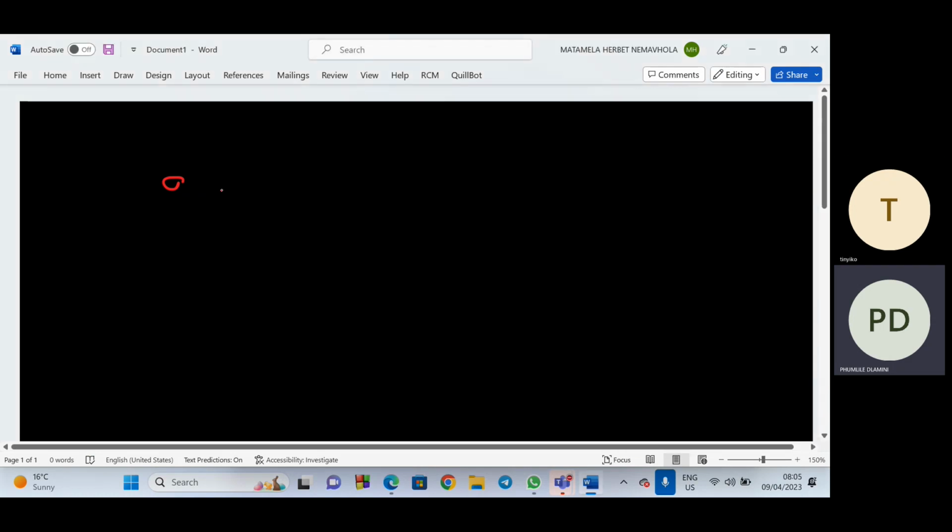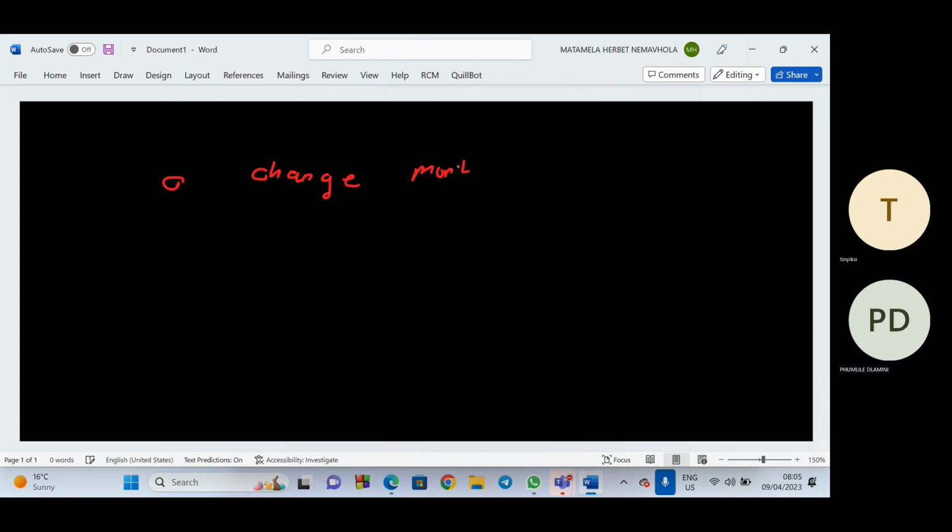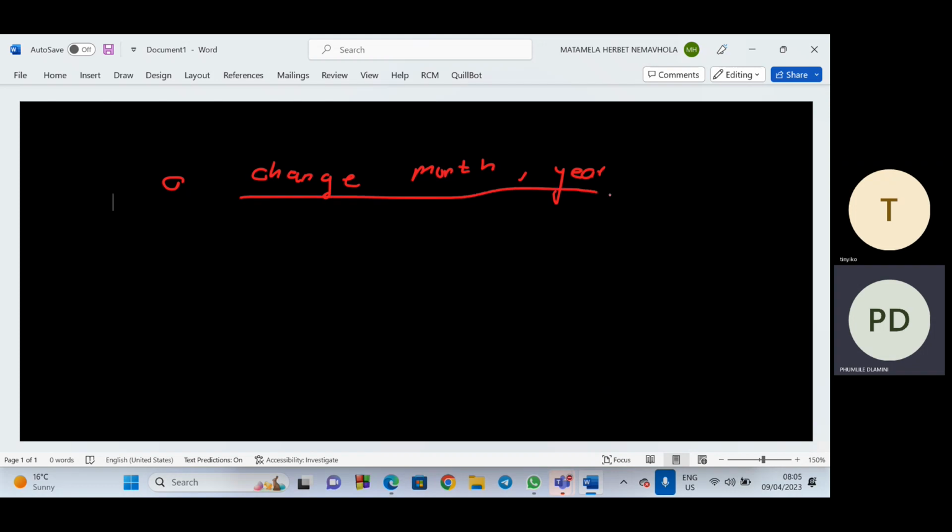Some problems will be changing. There will be a change, maybe a change that happens in months. Sometimes a change can happen in a year. So we have a change which can happen in a month, in a year, or after 10 months, or after 2 years.